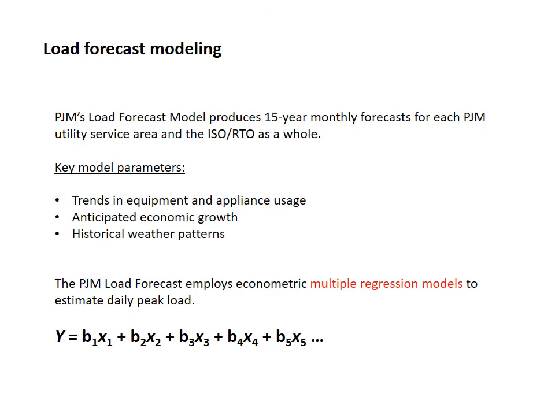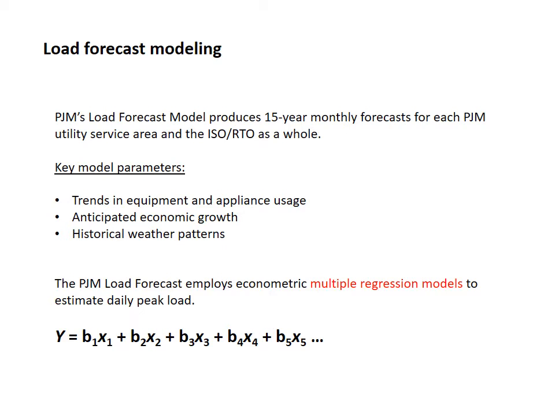So once PJM gets that information from each utility, it then starts to initiate a load forecast model. And so they look 15 years out into the future on a monthly basis. They're trying to produce forecasts for electricity demand for each of the individual EDCs and the entire system, or ISO RTO, as a whole.